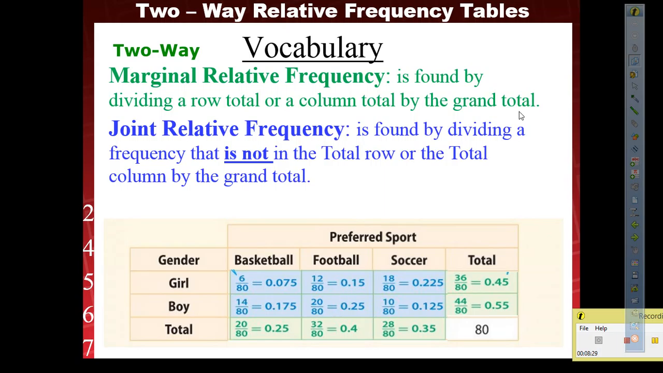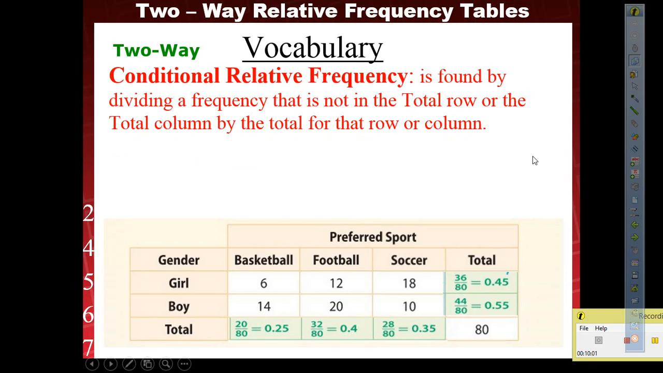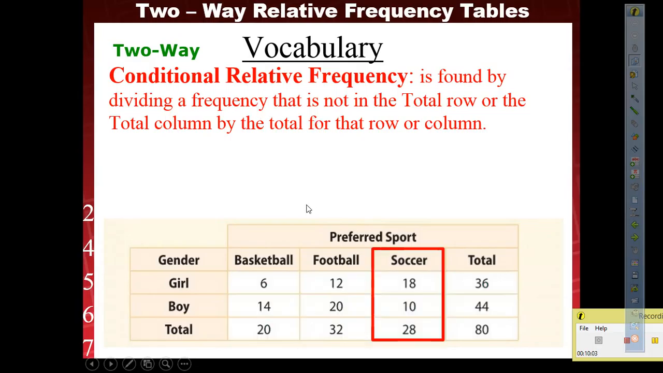Everybody there? All right? There's one more that I want to introduce, which is called conditional relative frequency. The conditional one depends on which condition they're asking you to look at. If I focus on soccer, I'm focusing on this condition, soccer. To find the relative frequency of this condition, that means I'm going to do what? 18 divided by 28. 10 divided by 28, because I'm only focusing on that condition. Everybody see that? So that's the only difference from finding your marginal and your joint to the conditional.